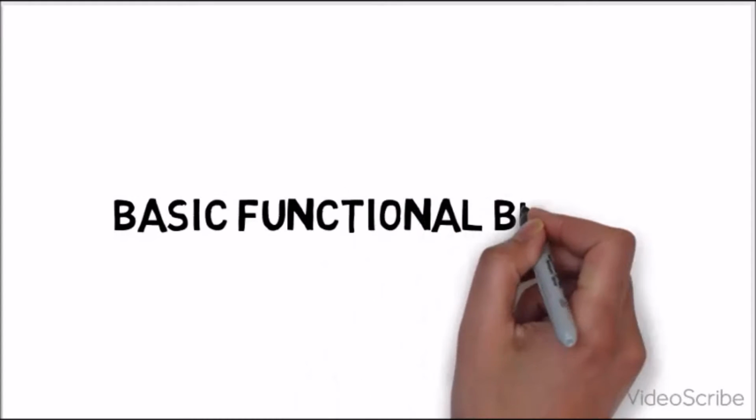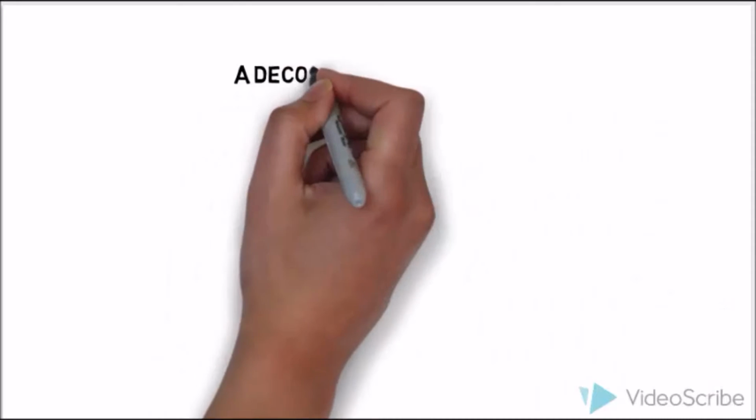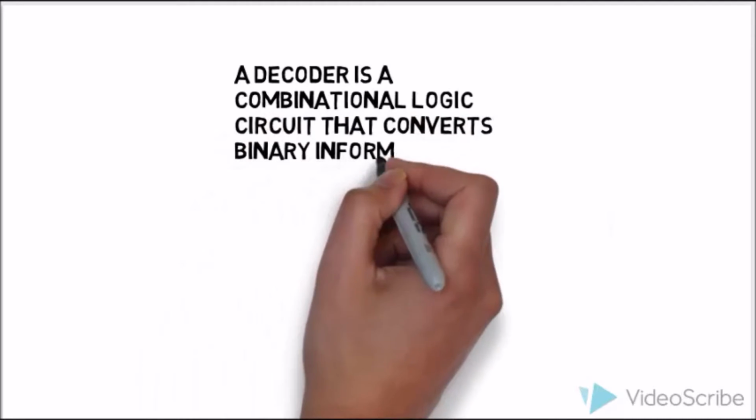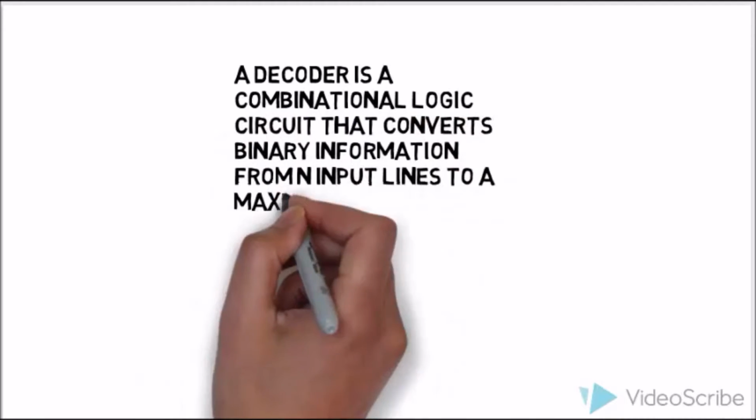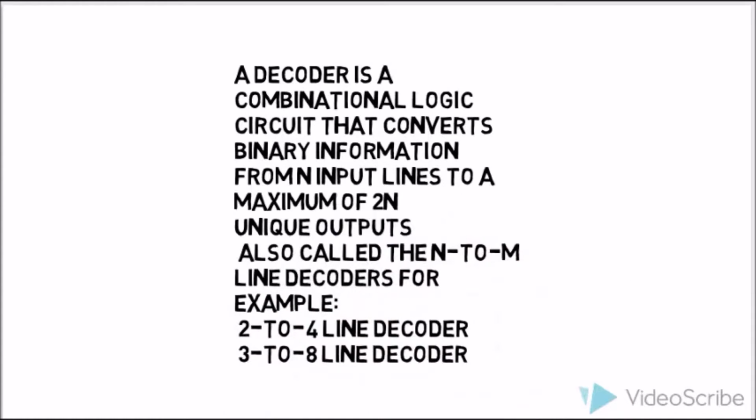Hello, I'm going to talk about the basic functional blocks. First, we have the decoders. A decoder is a combinational logic circuit that converts binary information from n input lines to a maximum of 2^n unique outputs, called n to m line decoders. For example, we have the 2 to 4 line decoder and the 3 to 8 line decoder.